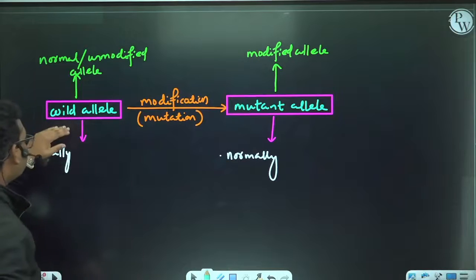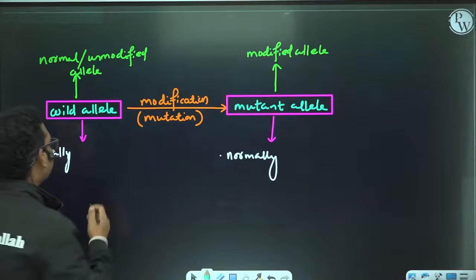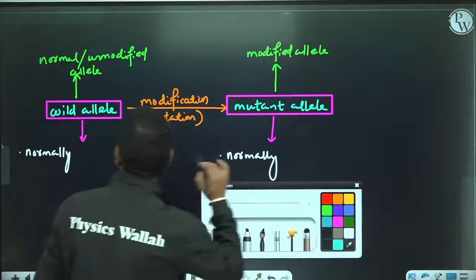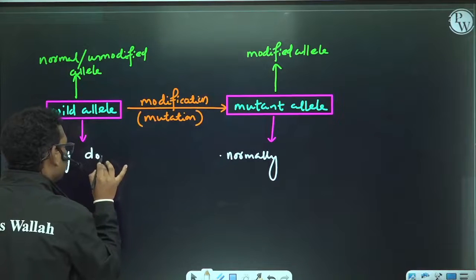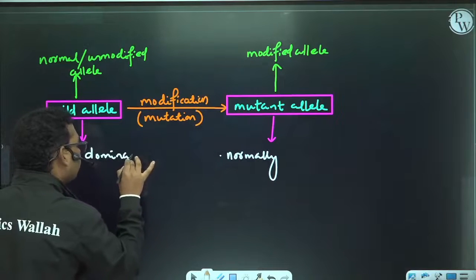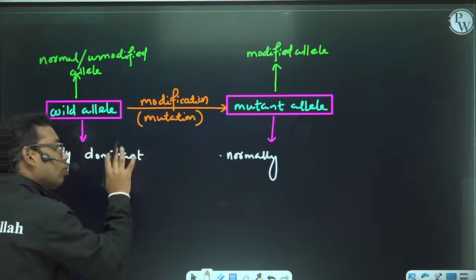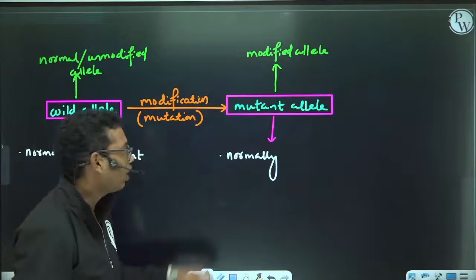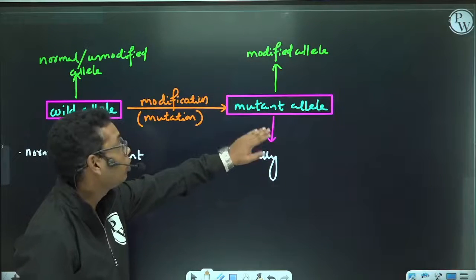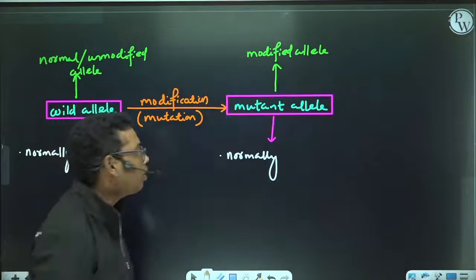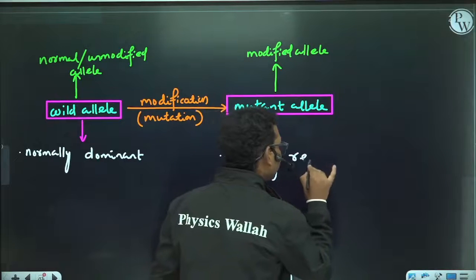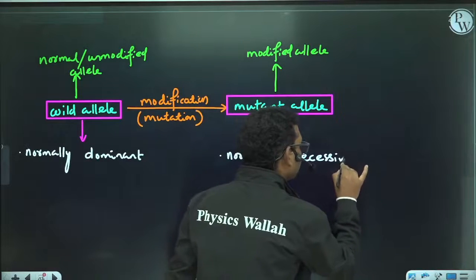Okay, and this wild allele is normally dominant in nature. It is not always dominant. The wild allele is normally dominant, not always dominant. And the mutant allele or the modified allele is normally recessive. It is not always recessive, it is normally recessive.